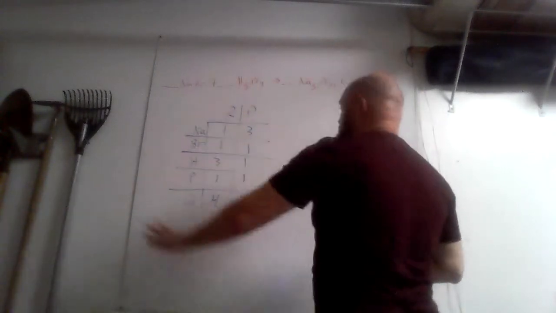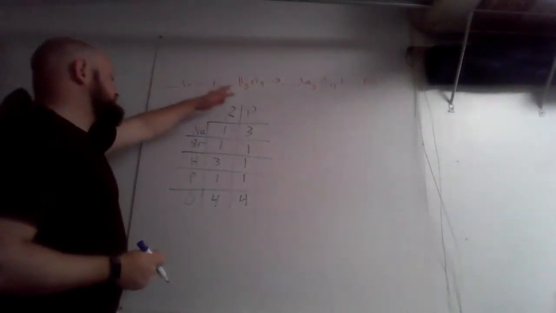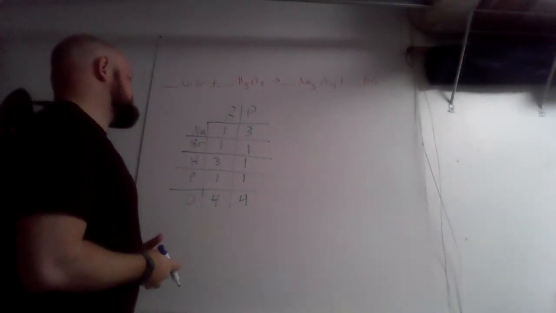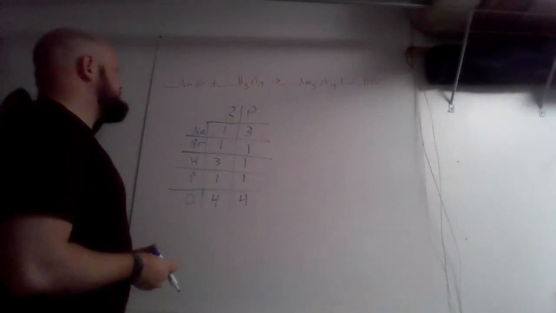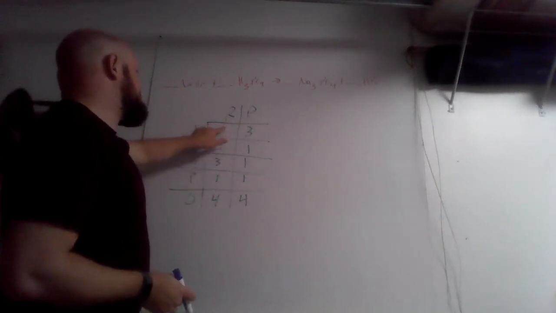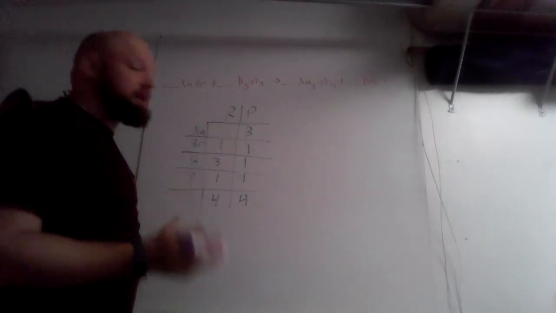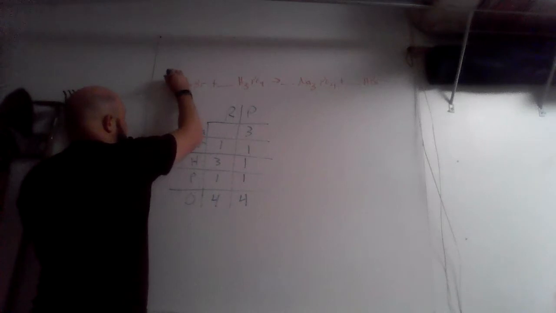I will not grade you on this chart. It is just a tool to help you. So I find something that is not even and try to make it balanced. For me, I look and say, okay, sodium is not balanced. So I want to make this into a 3. If I want to get 1 to 3, I multiply it by 3. So I'm going to put a 3 right here.